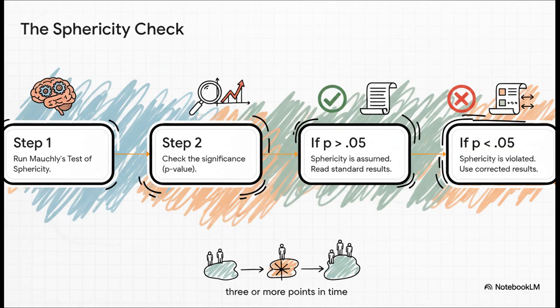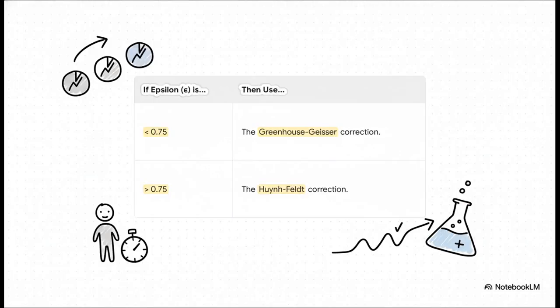The good news is, you don't have to guess. Your software gives you a really clear step-by-step process. First, you run a specific test called Mauchly's test of sphericity. Then, you just look at its p-value. If that p-value is greater than 0.05, great, you're good to go. Sphericity is assumed. But if it's less than 0.05, the assumption has been violated, and you just need to use a corrected version of your results. Simple as that.